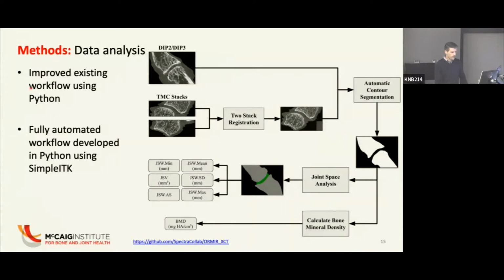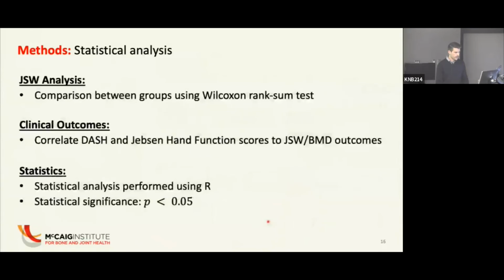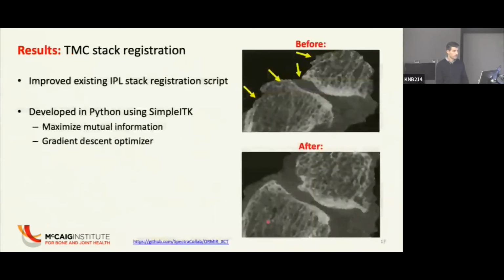So once we have our TMC joint and our DIP joints as a single image, then we have this automatic contour segmentation. And then from that segmentation, we can do our joint space analysis and calculate our bone mineral density. And just for the sake of time, I won't go into the details on how that is done. For statistical analysis, the joint space width and bone mineral density parameters were compared between groups using a Wilcoxon rank sum test. And then we correlated our HR-pQCT outcomes to our clinical outcomes using a linear regression. And all stats were performed using R.